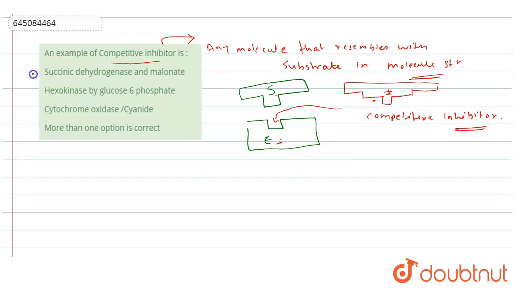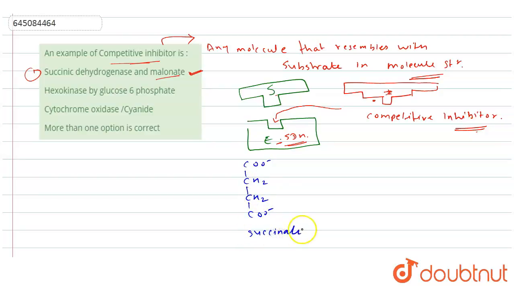Okay, now we'll read the options. First is succinate dehydrogenase and malonate. This is the correct option. So let's say this enzyme is your succinate dehydrogenase. What is the substrate for the succinate dehydrogenase? The succinate. So what is the formula for this succinate? COO, CH2CH2, COO. This is the structure of succinate.